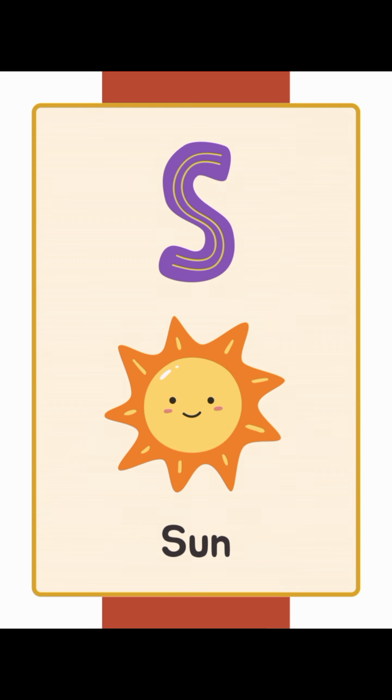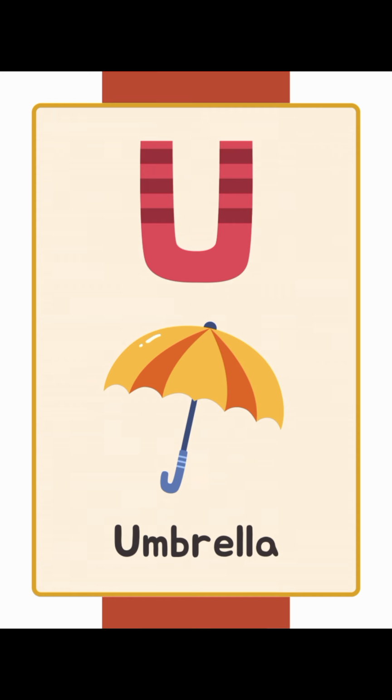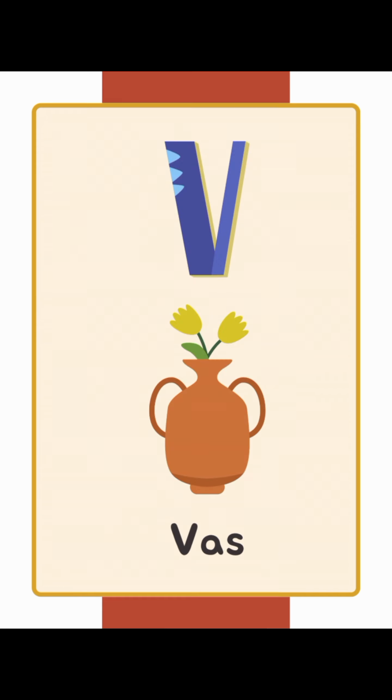S is for sun. T is for tree. U is for umbrella. V is for vase.